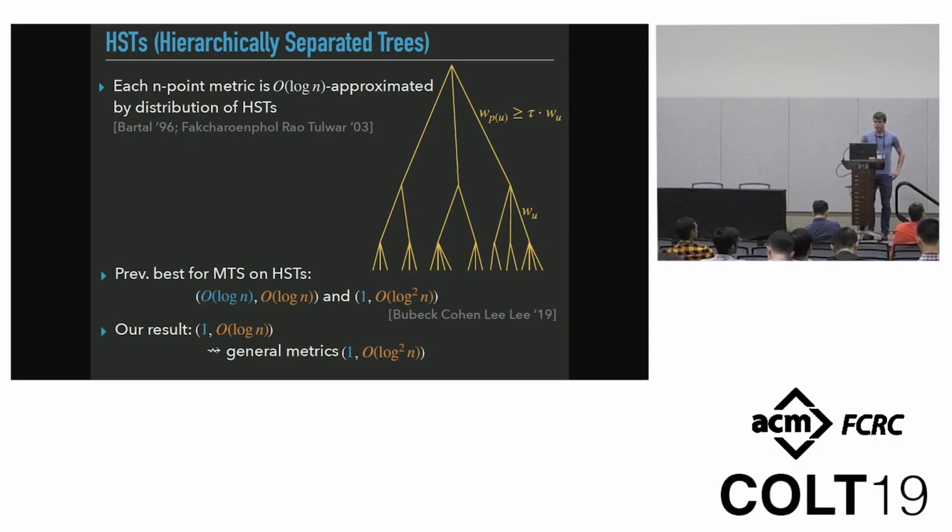And what has been known about MTS on HSTs, due to a very recent result, is that we can be simultaneously log n competitive in both service and movement cost, or we can also be 1 competitive in service cost and log squared n competitive in movement cost. And our result is that we can unify those two bounds, so we can be 1 competitive in service cost and log n competitive in movement cost on HSTs, so this is tight. And on general metric spaces, we then receive bounds of 1 and log squared n, which is probably not tight.